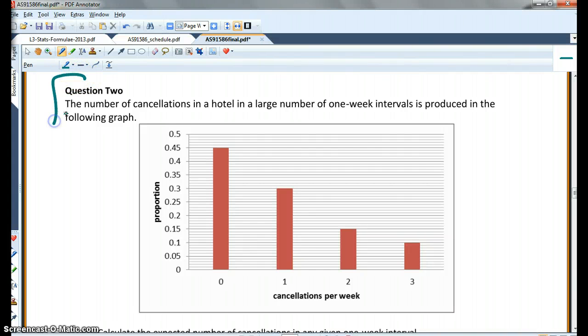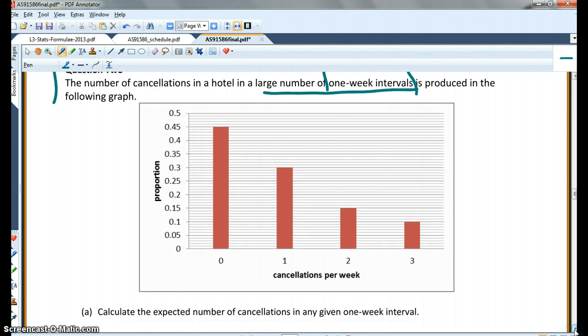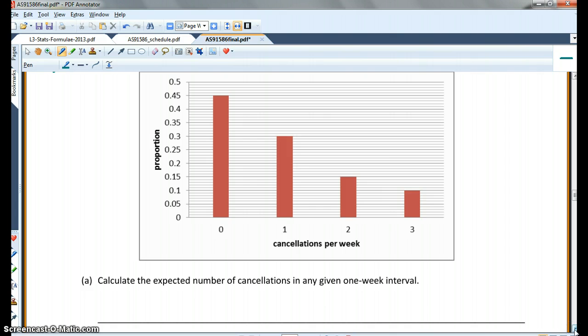Alrighty, question 2. The number of cancellations in a hotel in a large number of 1 week intervals, so we've got 1 week intervals but lots of them, is produced in the following graph. Now what do we have to calculate? It says, calculate the expected number of cancellations in any one given week.